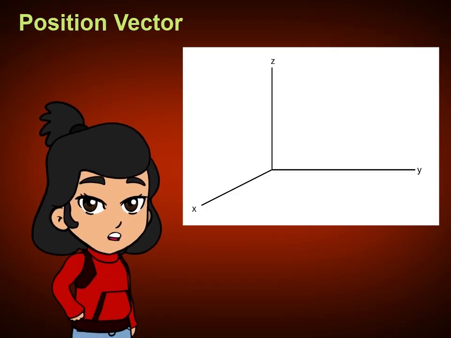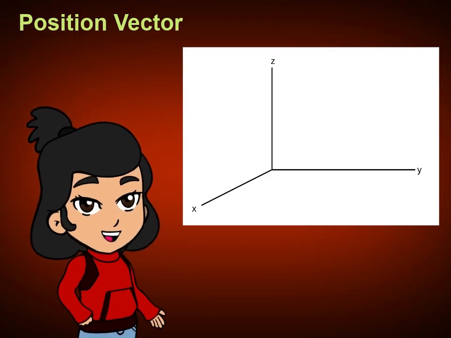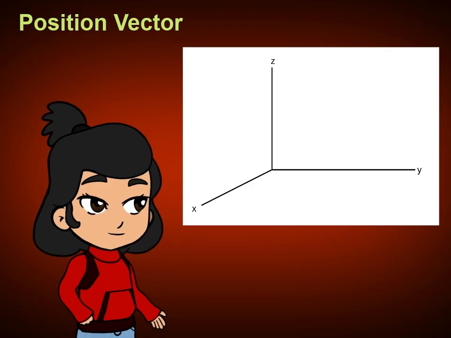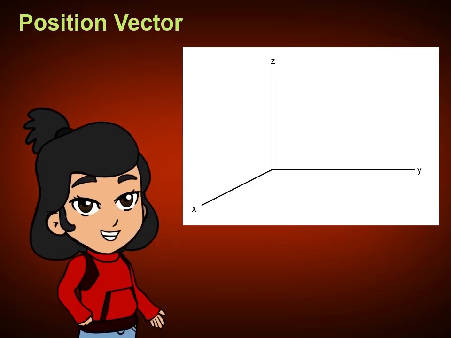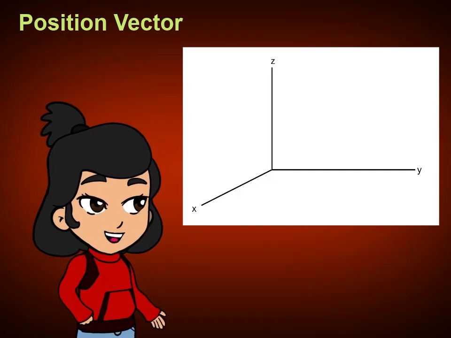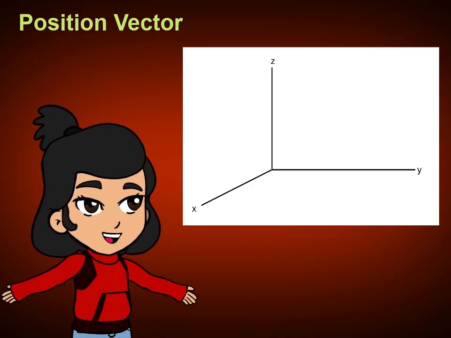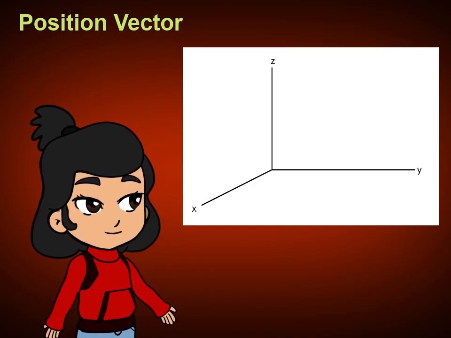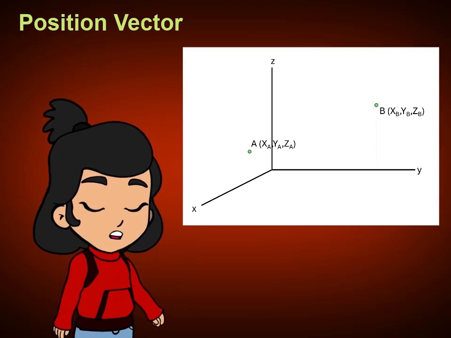A position vector is defined as a vector that tells us where a point in space is, but relative to another point. Now, that other point could be the origin, so it could be the intersection of the xy or xyz plane, or it could be some other point that may be associated with another vector.